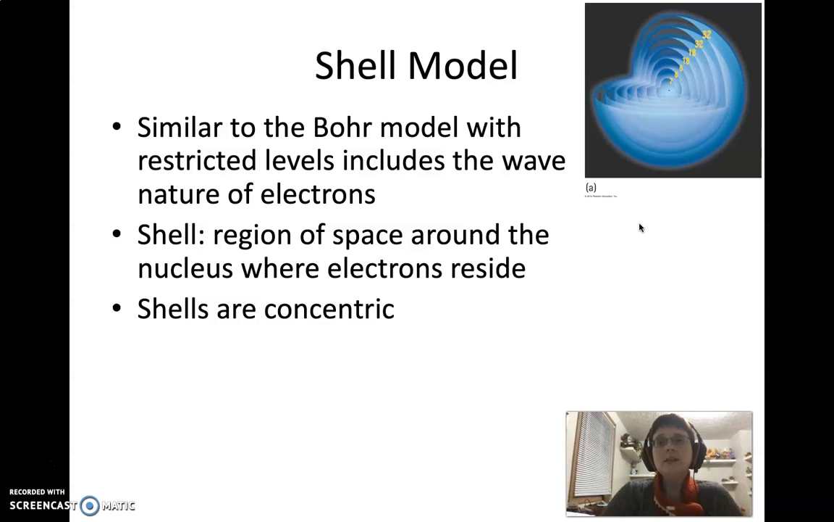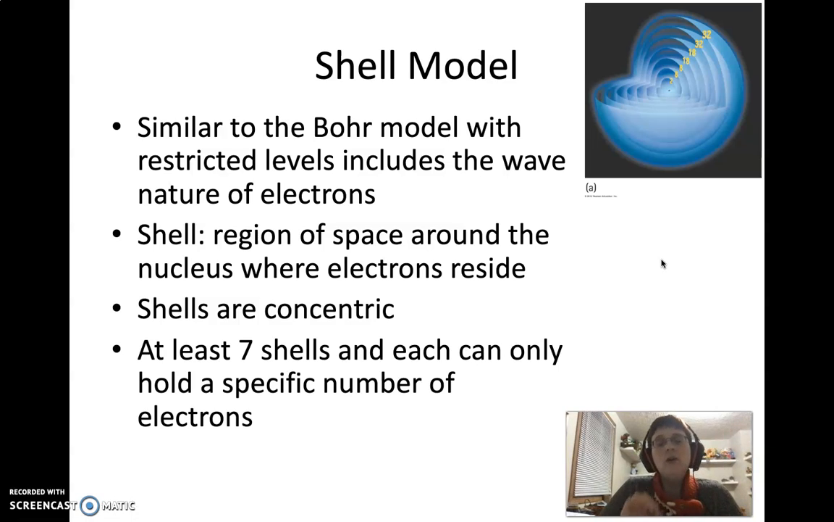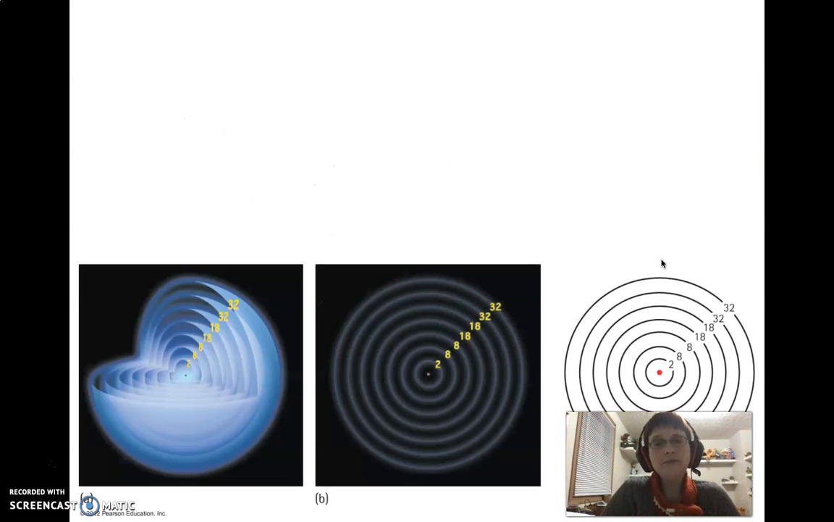So as you can see, the shells are concentric, so they are packed inside of each other, kind of like one of those little Russian dolls. And we know there are at least 7 shells. There may be more. If there are more, it's going to be from man-made elements, not from natural elements. The natural elements are limited to 7 shells. And each shell can only hold a specific number of electrons. So you can see those little numbers up there at the top. Let's take a look at them in a little clearer detail.